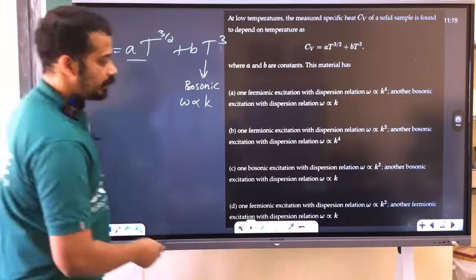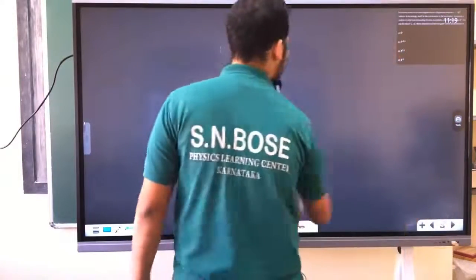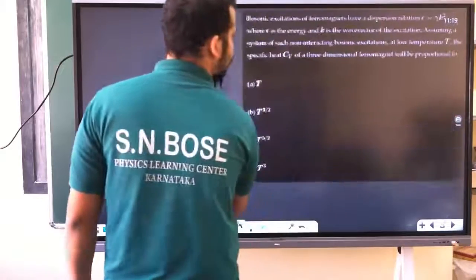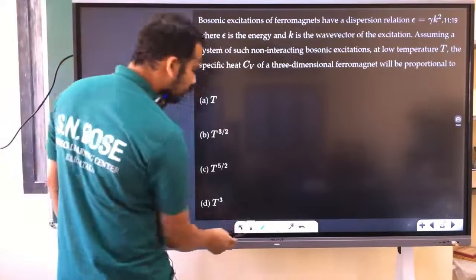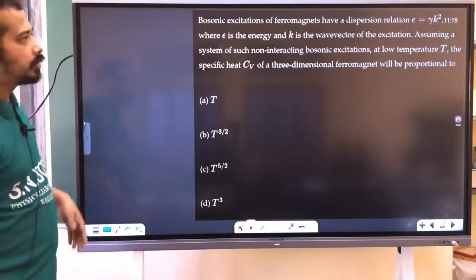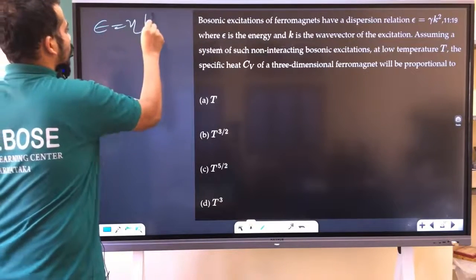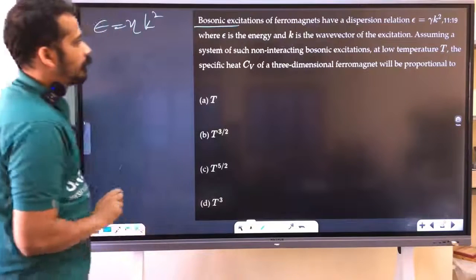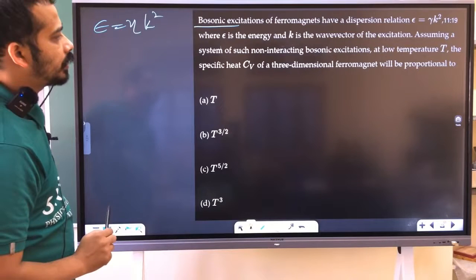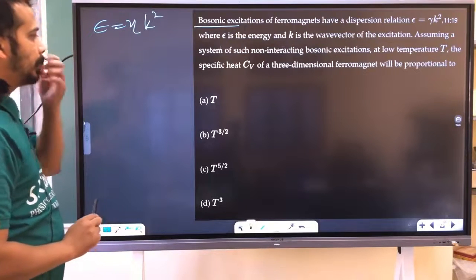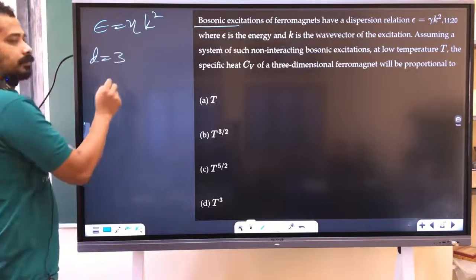Now this was the next question, I think. First we shall do this question. Bosonic excitation of a ferromagnet. I told you about spin waves. So they have the dispersion relation E is equal to gamma k square. This is bosonic, where E is the energy and k is the wave vector. Assuming a system of such non-interacting bosonic excitations at low temperature T, the specific heat of a three-dimensional ferromagnet. So D is equal to 3.